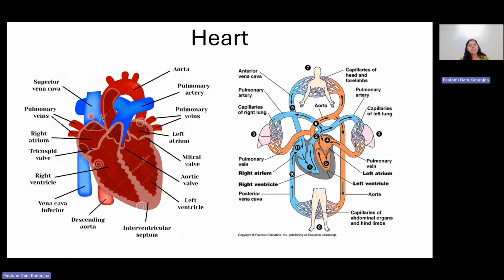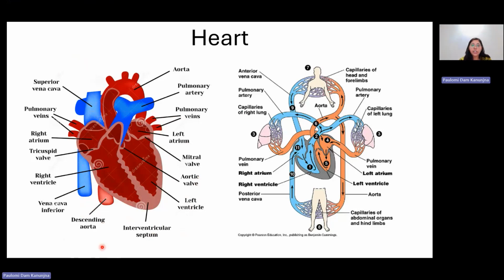These are the blood vessels which will bring the deoxygenated blood. One makes it enter from this side, one from this side, superior and inferior. They give it to the right atrium, right? From the right atrium, it will then pass to the right ventricle. Now, who should the right ventricle give it out to?